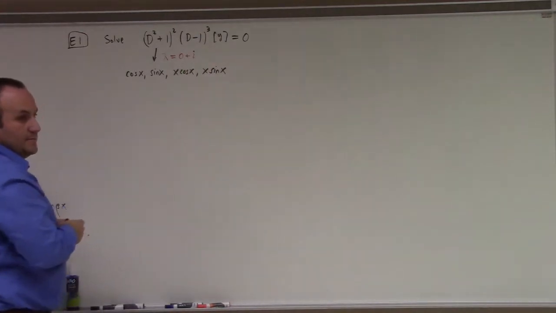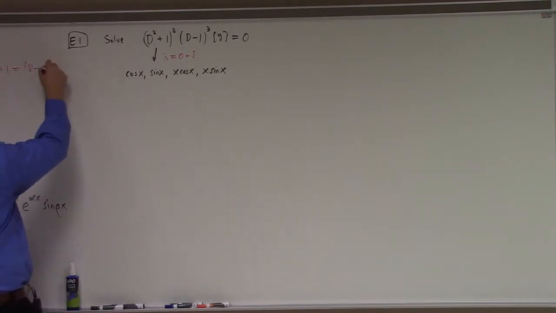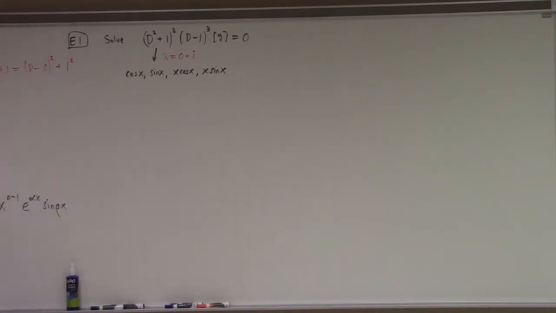Right? So like D, oh, come on, this marker's worthless. D squared plus 1 is (D minus 0) squared plus 1 squared. I'm about to give up on this marker here pretty soon. But then again, it's been sitting in my garage for about 3 years, so go figure.